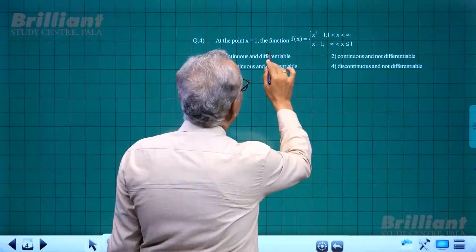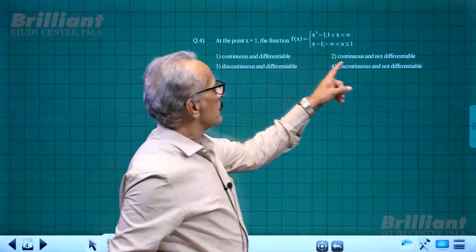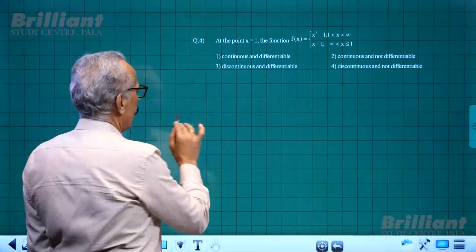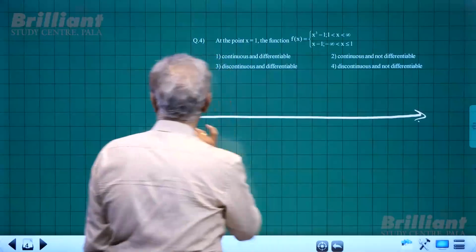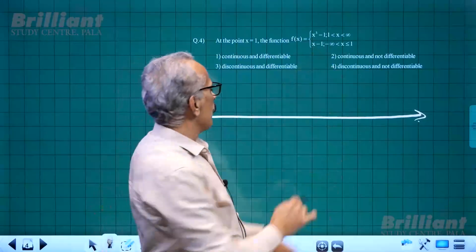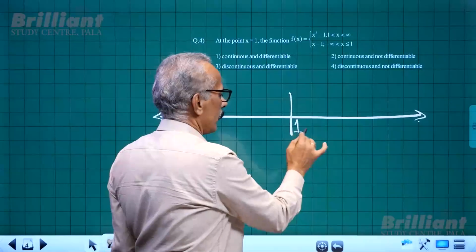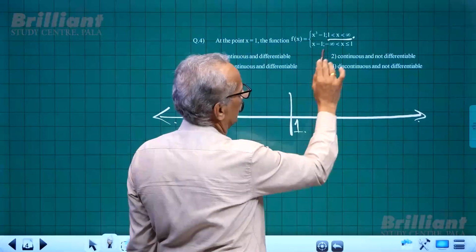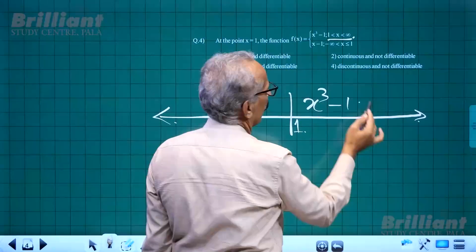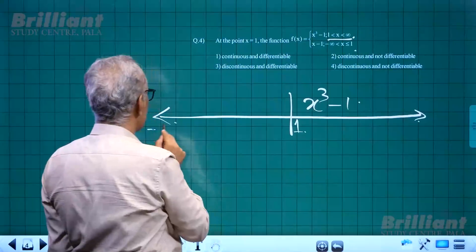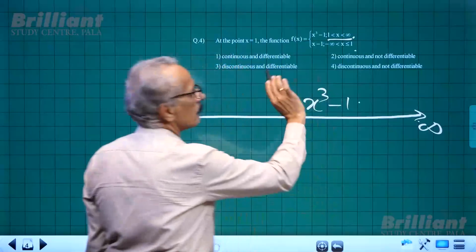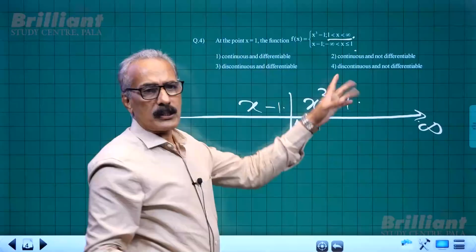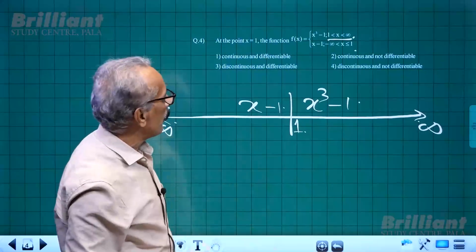At the point x equal to 1, the function f(x) is continuous or not? So the easiest method, you just check it. Look, you just draw a number line. 1 is the partitioning point, I say critical point. From 1 to infinity, it is x cube minus 1. And from minus infinity to 1, it is x minus 1. This is the function. We want to check whether it is continuous or discontinuous, or differentiable.